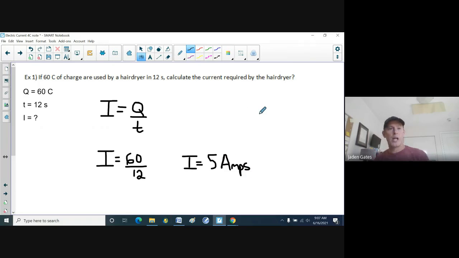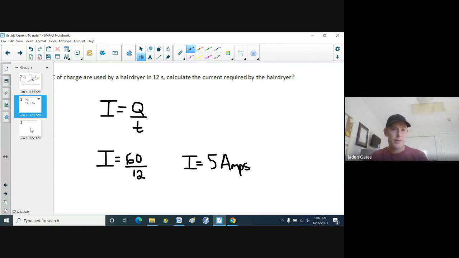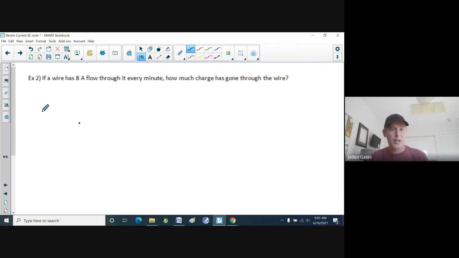So in this situation, in 12 seconds, it used 60 coulombs of charge. But if we were to continually use this hairdryer for whatever amount of time, it requires 5 amps, which means it needs 5 coulombs of charge every second. Charge is telling you how much it used. Amps is telling you how much it needs to use per second. 5 amps, 5 coulombs per second. It's kind of like distance and velocity, where distance is your charge, how far you traveled, and velocity is how fast you did it in.